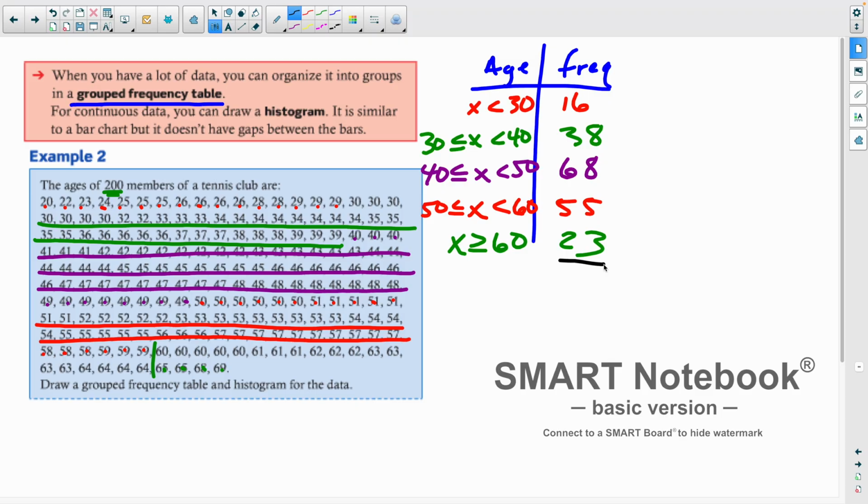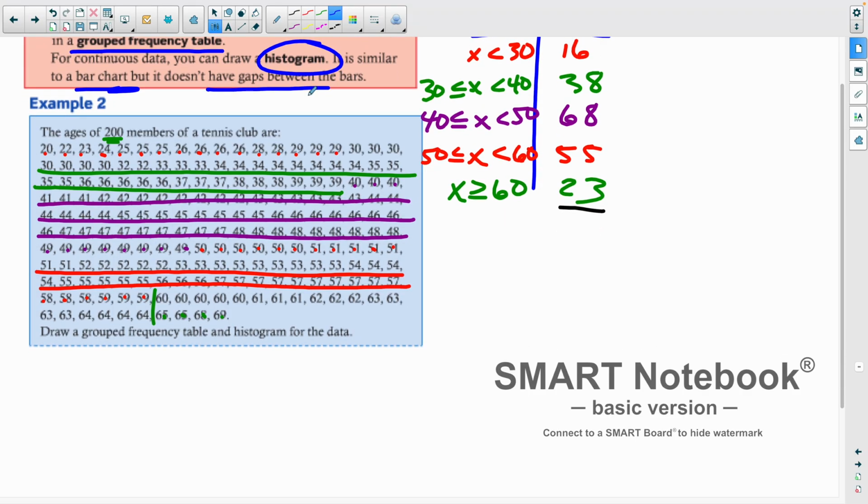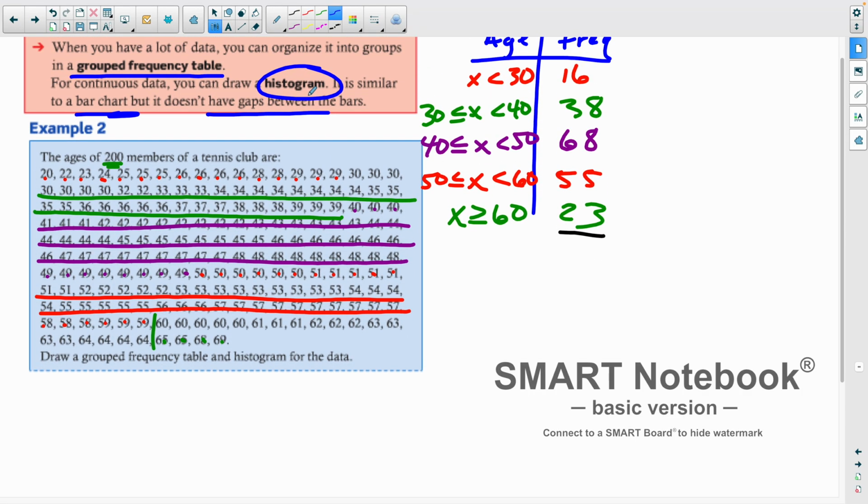Now, let's draw a histogram that goes with this. Now, what is a histogram? A histogram is a bar chart, but it doesn't have any gaps. So that's the only difference between a histogram and a bar graph. A histogram is for continuous data, so we're not leaving any numbers out, so the bars are going to be touching. There's not going to be any gaps in this graph. Okay? So if I were to do a histogram on this, actually I think I have enough space maybe to do it right here.